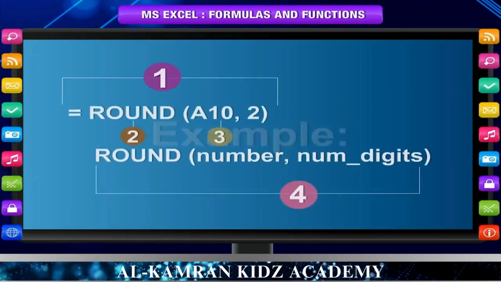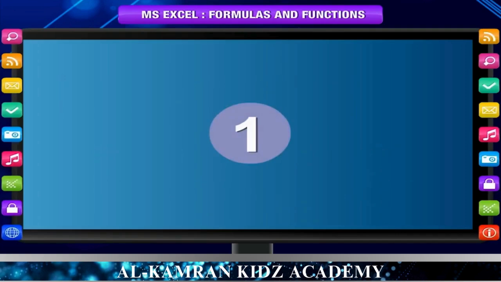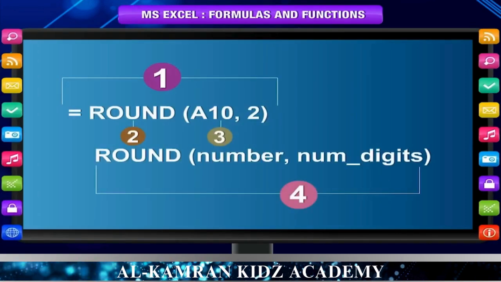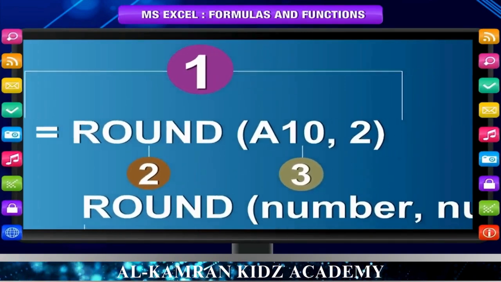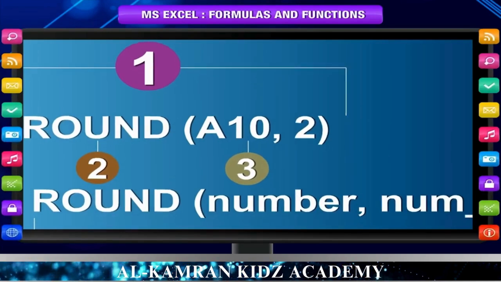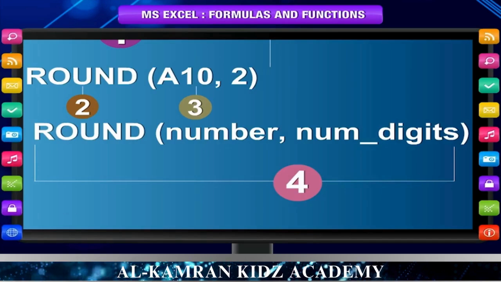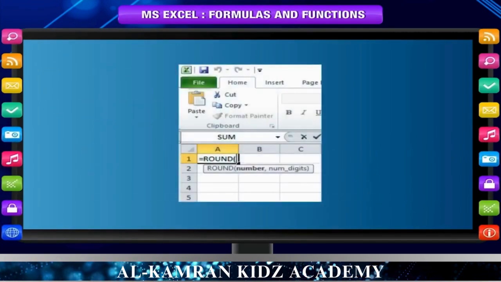Example. The following example of the ROUND function illustrates the syntax of a function. 1. Shows the structure of a function as explained above. 2. ROUND is the name of the function. 3. The cell reference A10 and 2 are the arguments, enclosed in parentheses. 4. As you type the function, a tooltip with the syntax and arguments appears. For example, type =ROUND and the tooltip appears. Tooltips only appear for built-in functions.